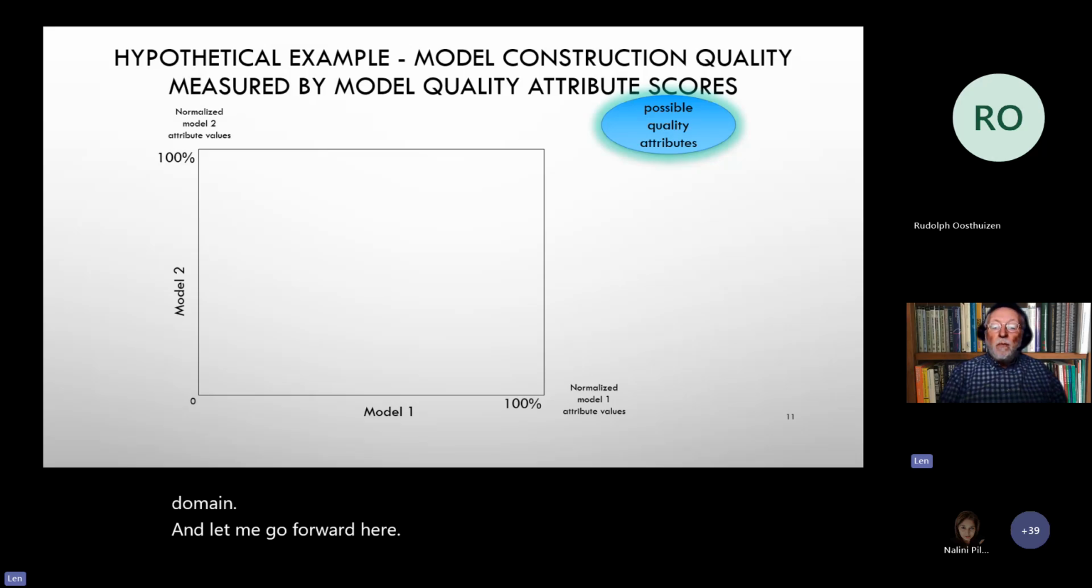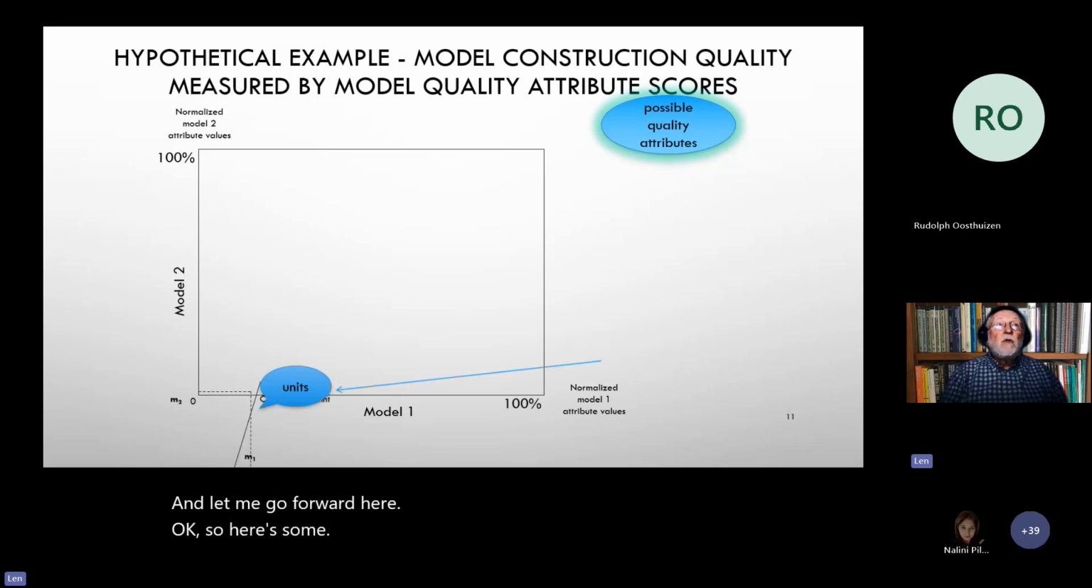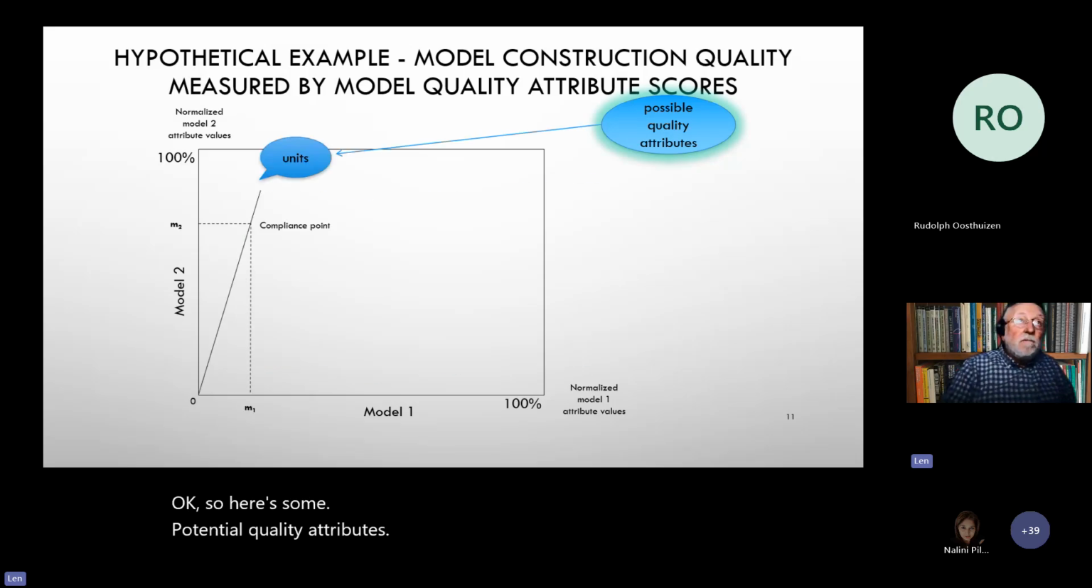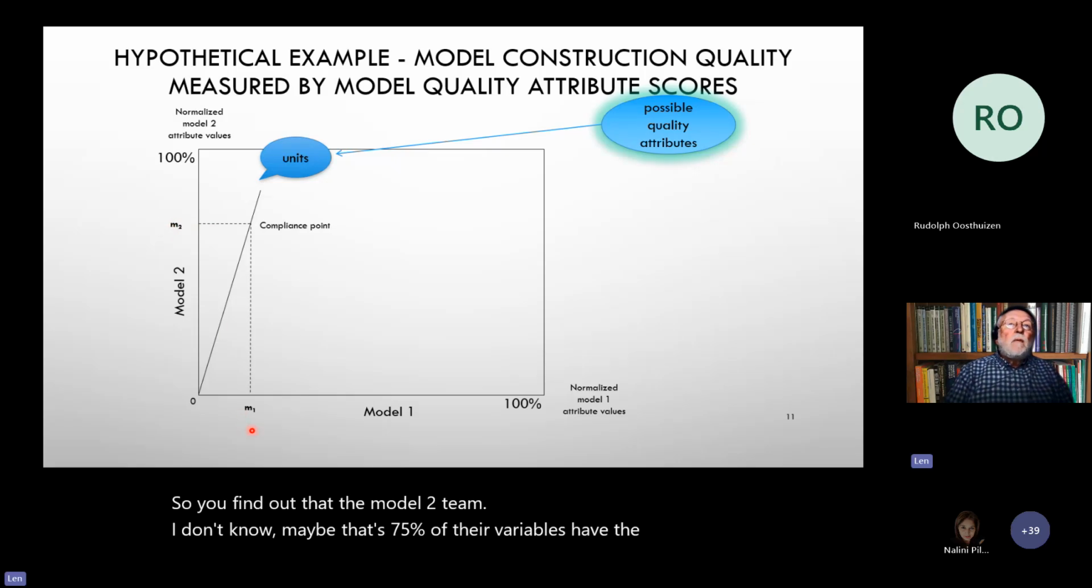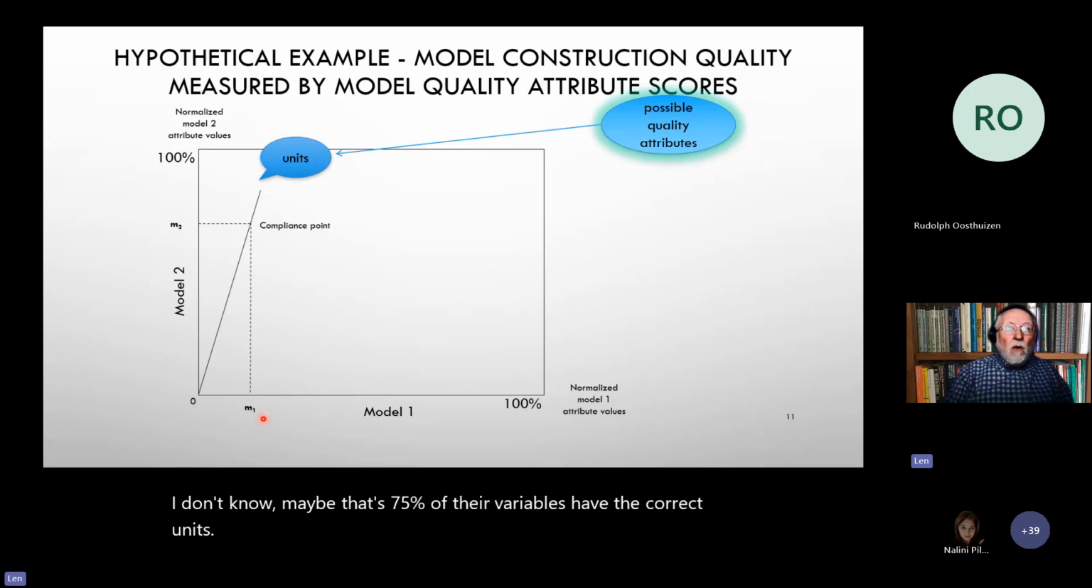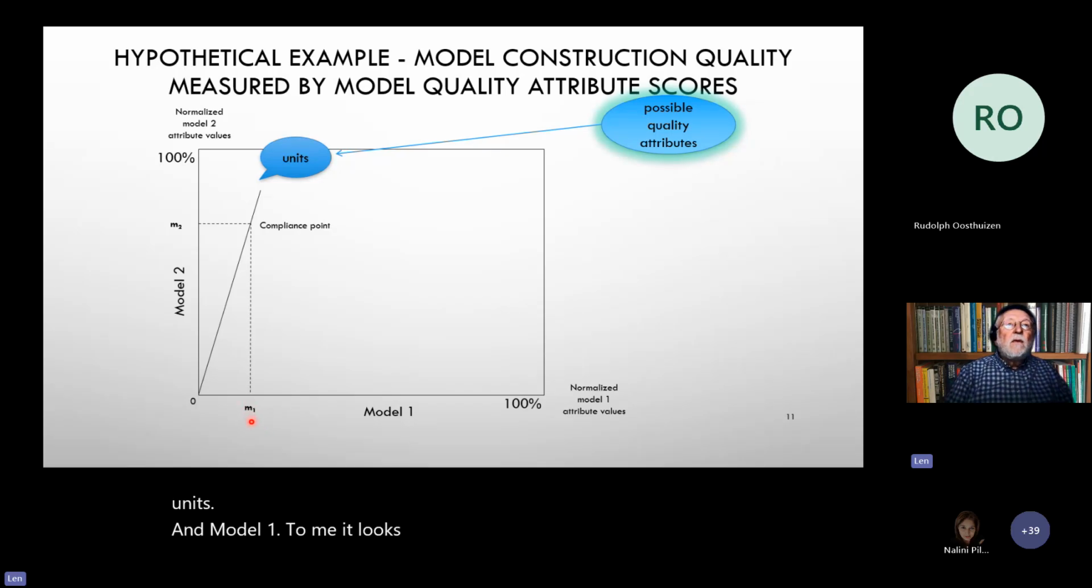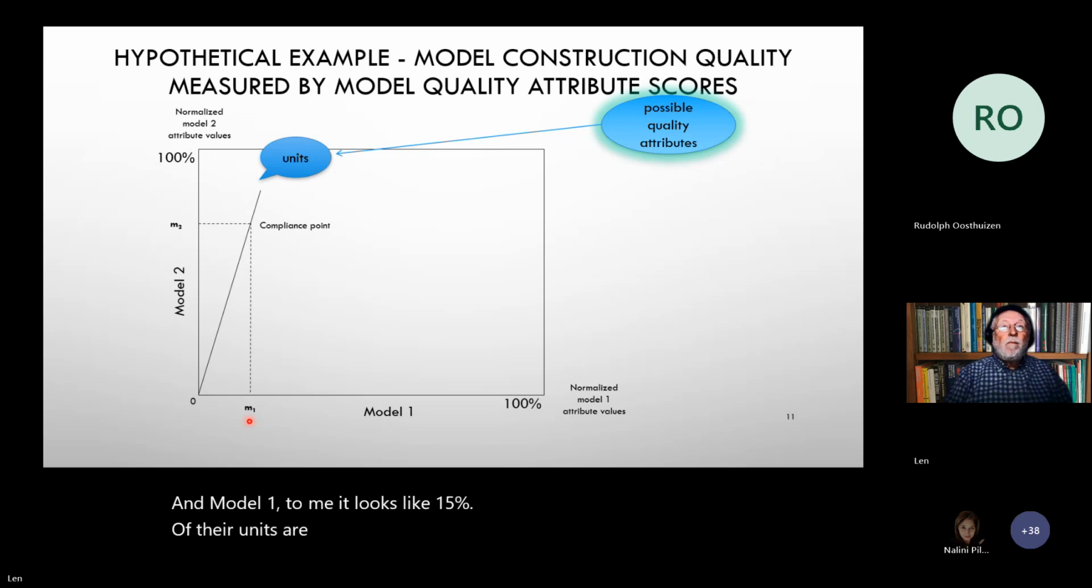Okay, so here's some potential quality attributes. How about units? So you find out that the Model 2 team, I don't know, maybe 75% of their variables have the correct units. And Model 1, to me, it looks like 15% of their units are correct. Which model is better? I don't expect you to answer me, but think about that.